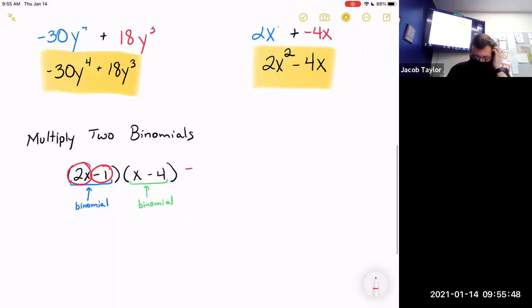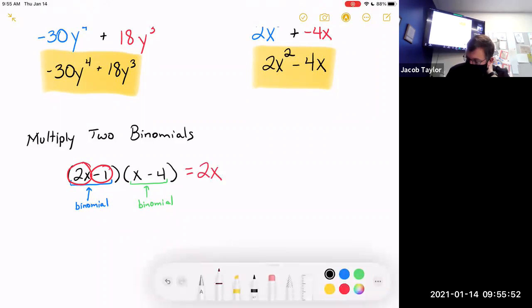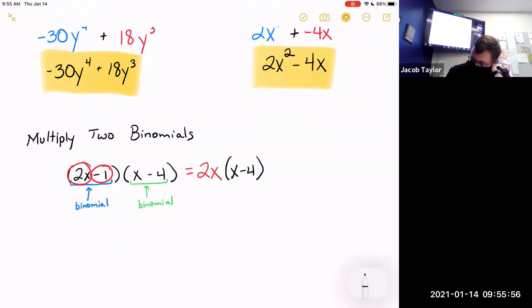So what we're going to do is we will take the 2x and multiply it by x minus 4. And then we will take the -1 and multiply it by x minus 4. Both things, the 2x and the -1, are going to get multiplied by the x minus 4. It's crazy.